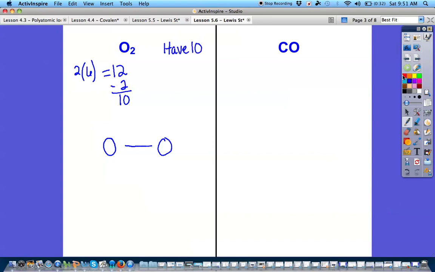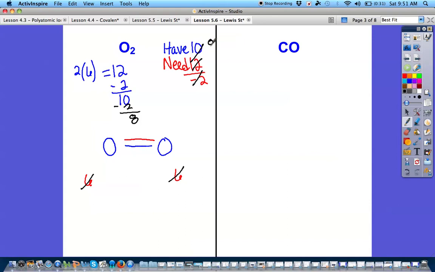Now we need to go back and assess how many each oxygen needs. Well, this oxygen is sharing 2, so it needs 6. This oxygen is also sharing 2, so it needs 6. So we need 12. So we are 2 short, so we need to add in a double bond, and then we need to go back and reassess the needs. So 10 minus 2 gives us 8.